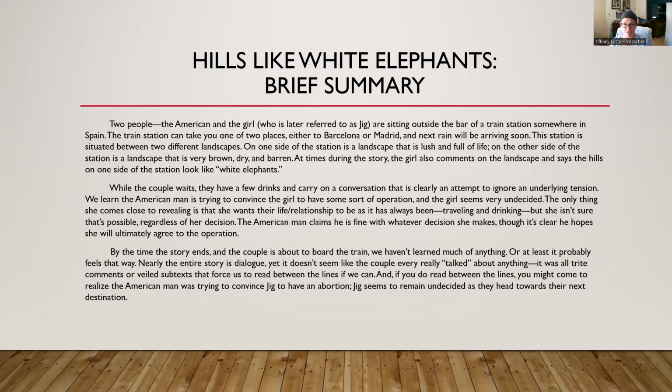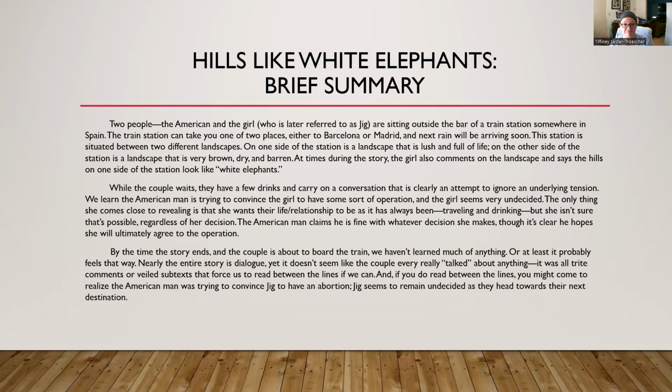The only thing she really comes close to revealing is that she wants their life, their relationship, to be as it has always been, traveling and drinking. But she isn't sure that's possible. Regardless of what decision she makes about this operation, for whatever reason, she just thinks that they can't ever go back to the way things were. He keeps reassuring her that they can, not a problem. And he also claims that he's fine with whatever decision she makes, though it's pretty clear he hopes that she will ultimately agree to the operation.